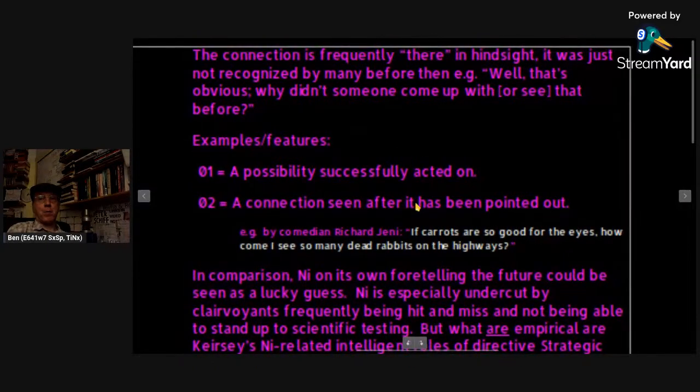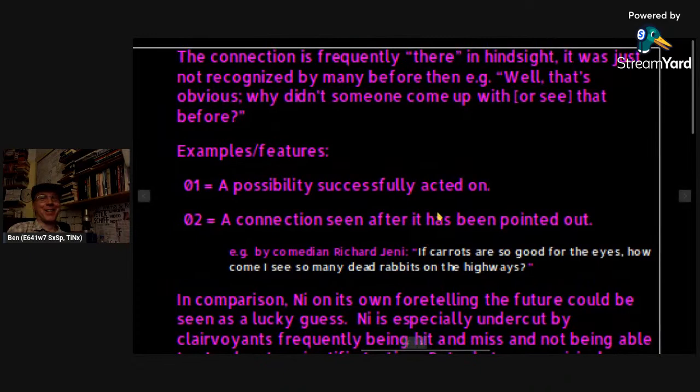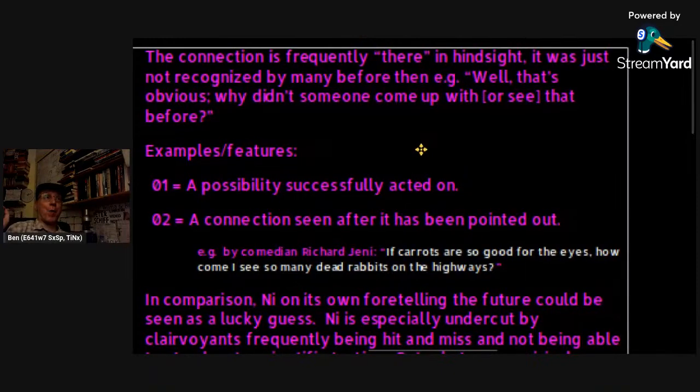Right, I put a lot of effort into this. The connection is frequently there in hindsight, as Jung wrote. It was just not recognized by many before then. This is one of the things I added: when someone comes up with that idea, it's like someone who invents something where, in hindsight, you think, I could have invented that. And then it's like, yeah, but you didn't have the idea. In hindsight, it's flipping obvious.